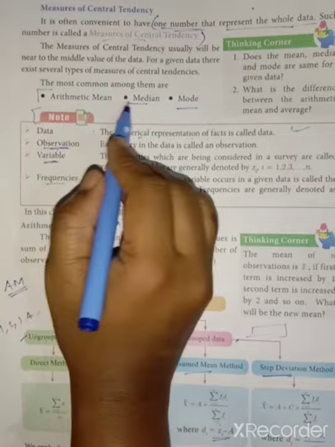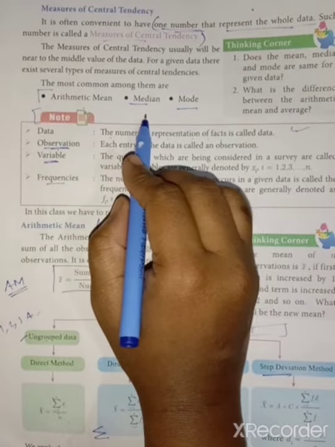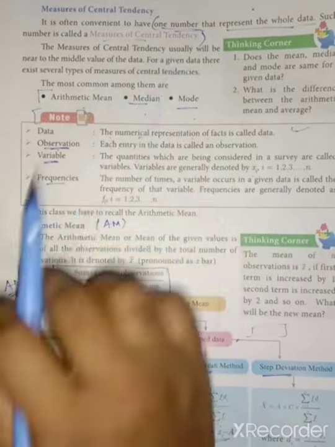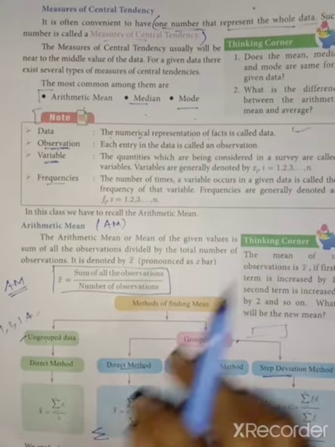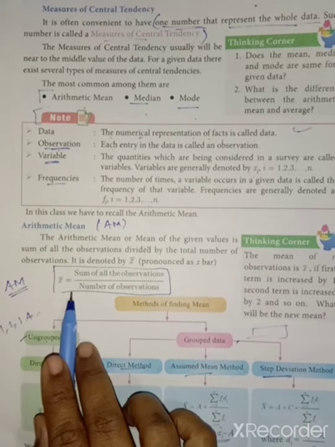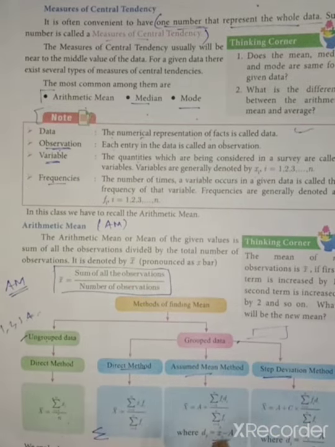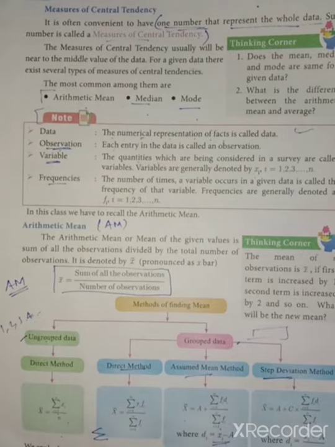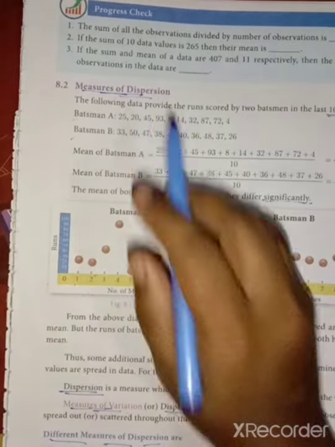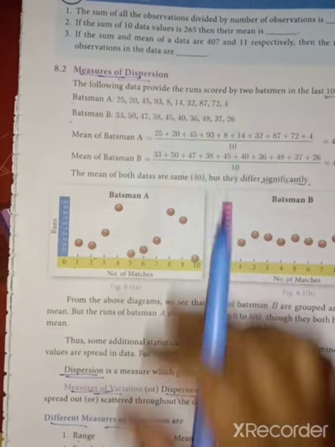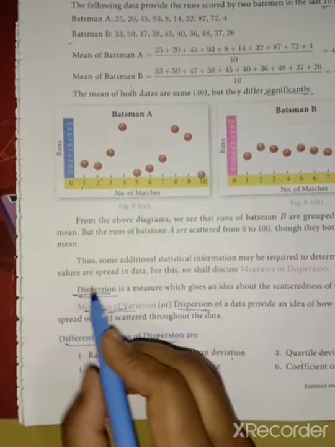The three terms you have to write: arithmetic mean, median, mode. Then you want to write a note, then you have to write the arithmetic mean formula, then methods of finding mean. After that you have to mention measures of dispersion. Like that you have to write the topic, and write the dispersion definition, then measures of variation or dispersion.